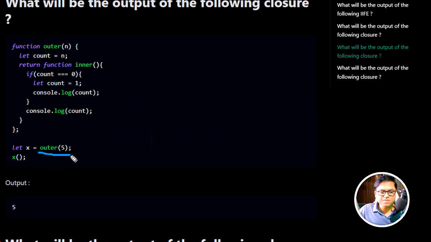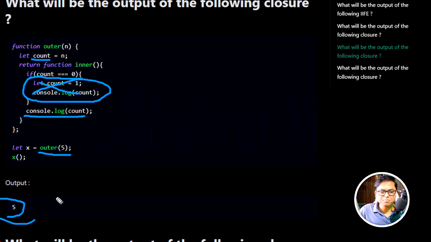As we are passing 5 here, the value of count is now 5. As the value of count is 5, this condition will be false. If this condition is false, then these statements will not execute, right? So now we have only one console log, that is count, and it will print 5 because the value of count is 5 in our closure scope, right?